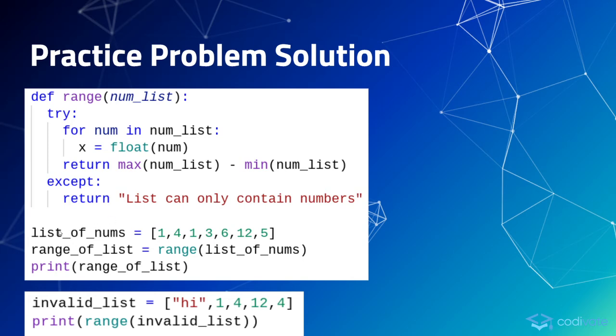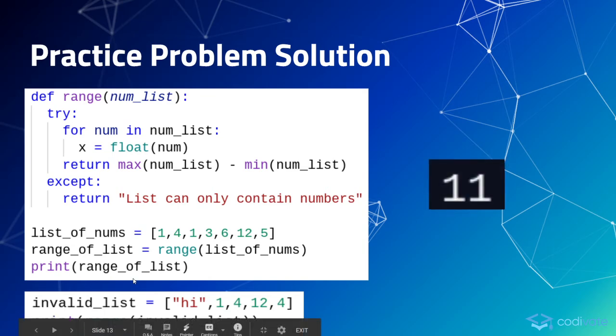So it's always a good idea to test our code. We are going to make a list of nums here. Just by looking at this list, we know that the range should be 11 because our largest number is 12, smallest number is 1, and 12 minus 1 is 11. We are making a variable here called range_of_list, and to that we assign the function call on this list. We print the range of the list, and our output is, as we expected it to be, 11.